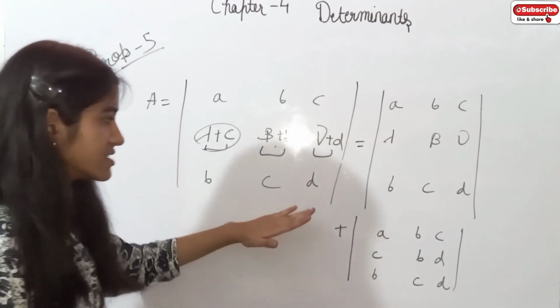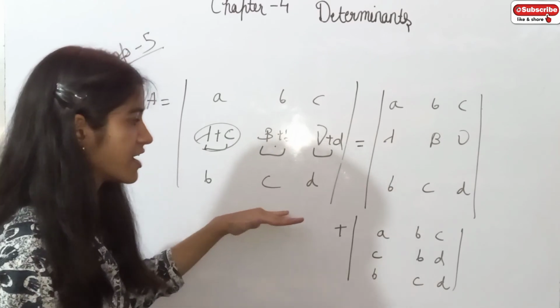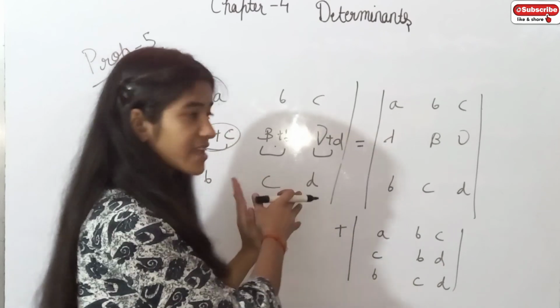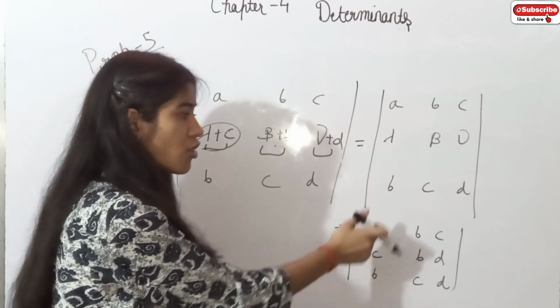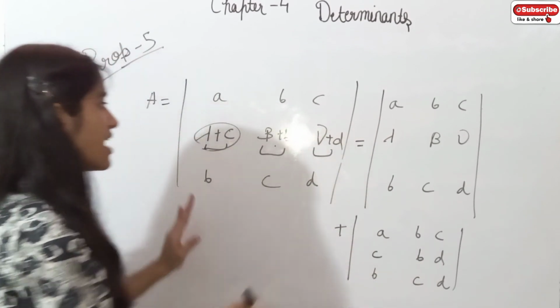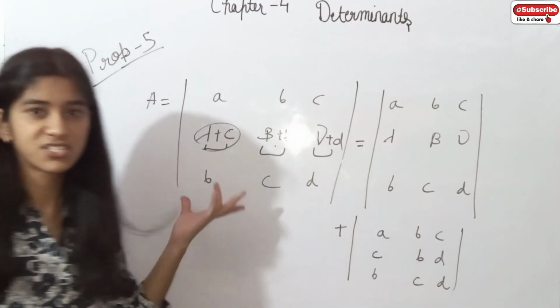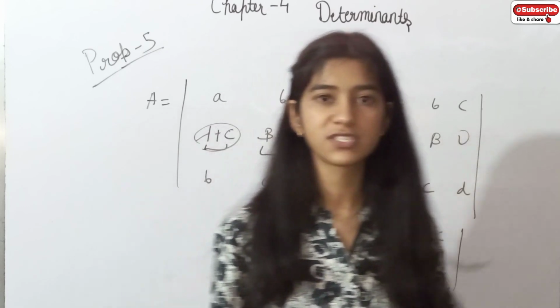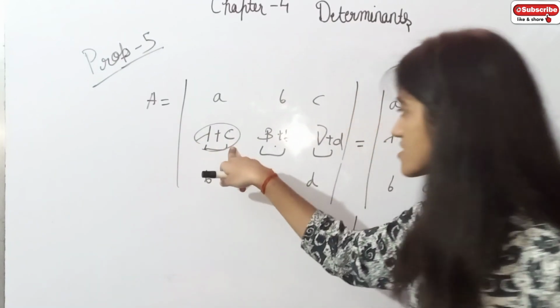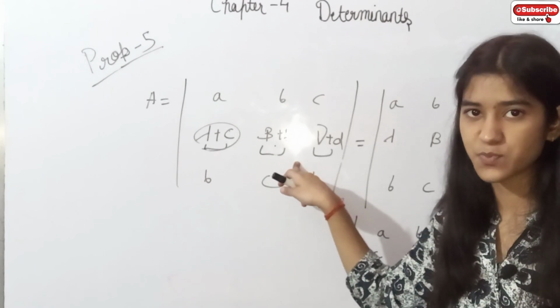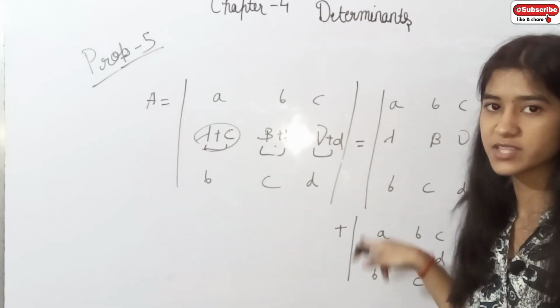Then if we solve the determinant, we obtain that the determinant is equal to the sum of two or more than two determinants. If we solve it, we get the same answer. So this is property 5, which states that if any row or column of a determinant can be expressed as the sum of two or more than two terms, then its determinant can be expressed as the sum of two or more than two determinants.